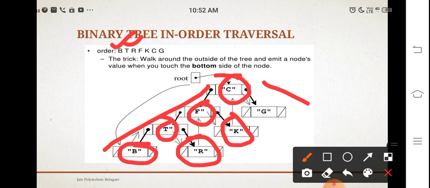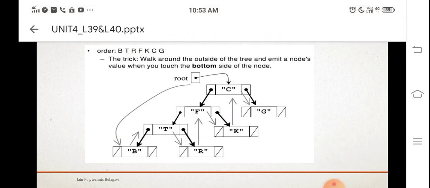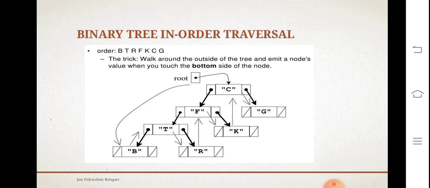Now we have to process this root, then the right part of the root node, that finally we are processing G. This is how the in-order traversal works. First we have to process the left part of the root node, then the root node, then at the last the right part of the subtree, the right part of that root node. This is in-order traversal of a binary tree.